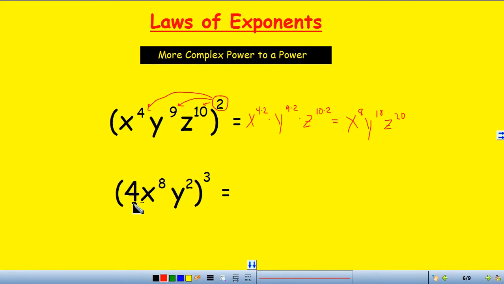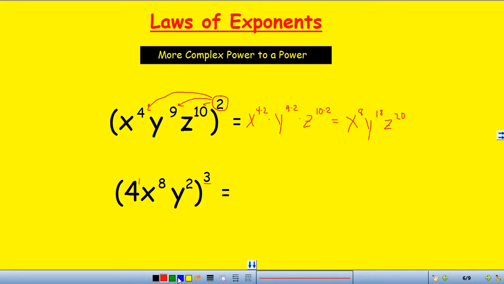Here we have 4 times x to the power of 8 times y to the power of 2, and all of this is raised to the power of 3. Now, one of the things we see here is 4, it looks as if it does not have an exponent. However, all numbers and all letters, variables, have an exponent. And when you do not see an exponent, it's automatically a 1. So that rule applies to any number, any variable. If you do not see an exponent, it is automatically a 1.